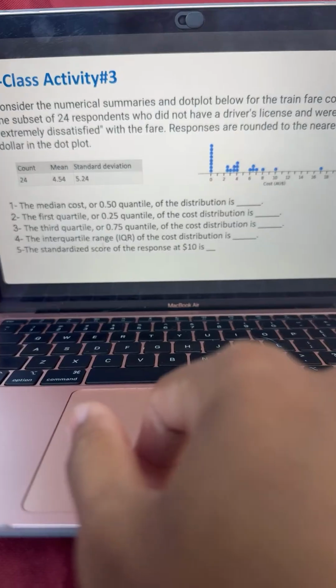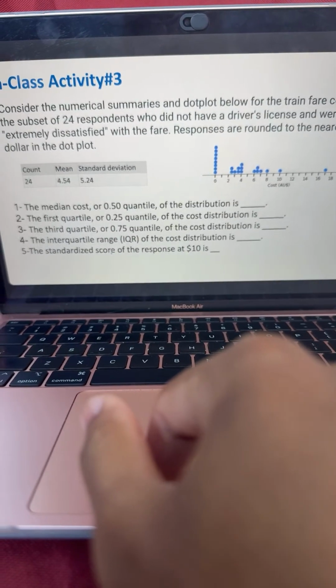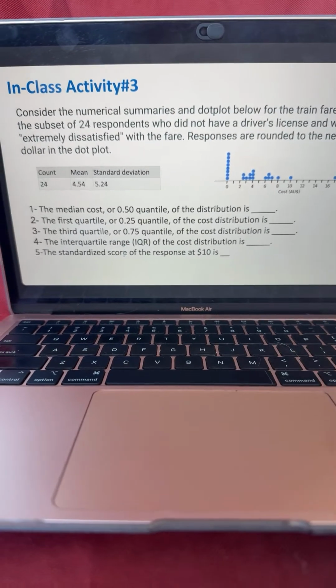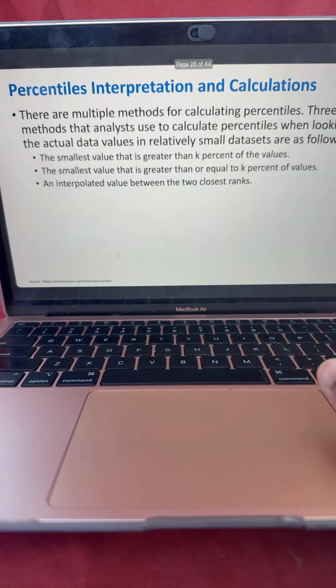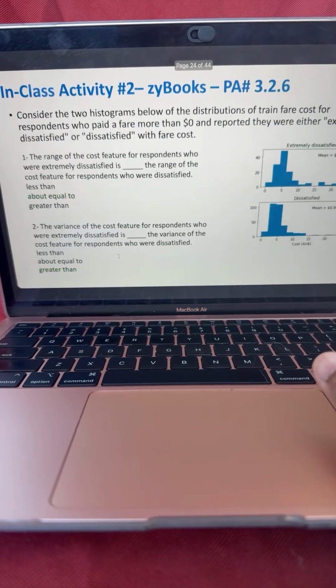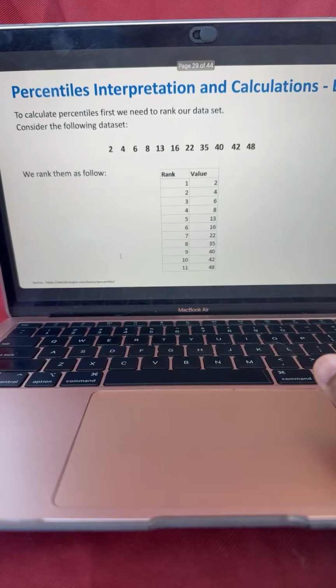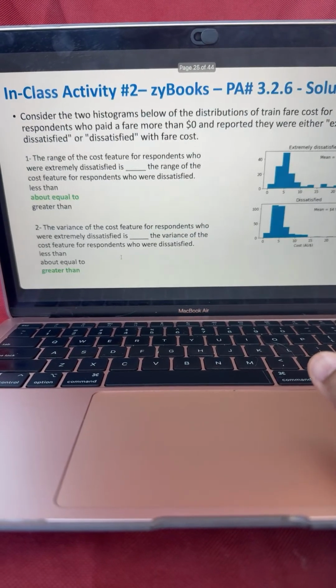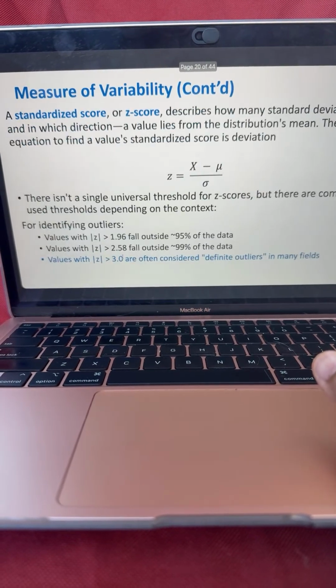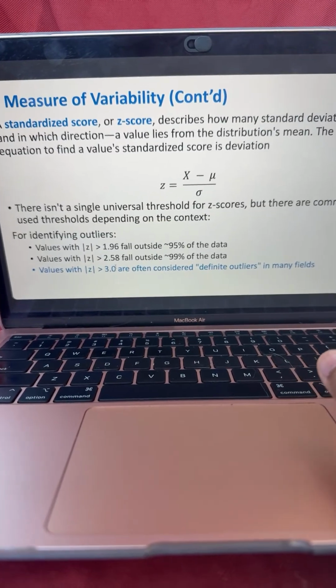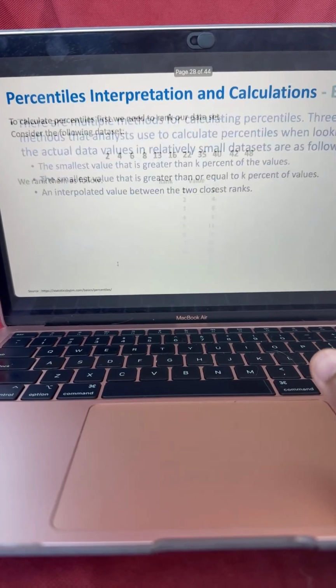How do you do the z-score again? We could go back up. Did it show how to do the z-score? Okay, so x minus the mean over the standard deviation. What is x though?